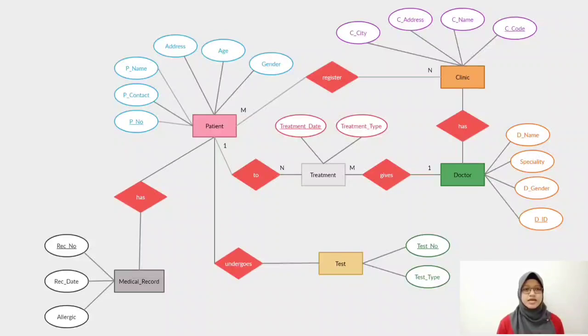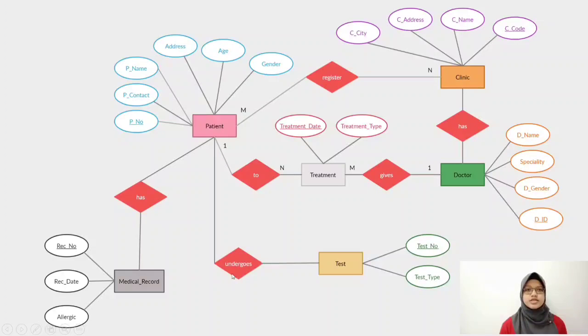So, here, the attributes are represented by the ellipse shape. The attributes for the patient are P number, P contact, P name, address, age, and gender. For clinic, the attributes are C city, C address, C name, and C code. For the doctor, treatment, medical record, and test, each entity has its own attributes.